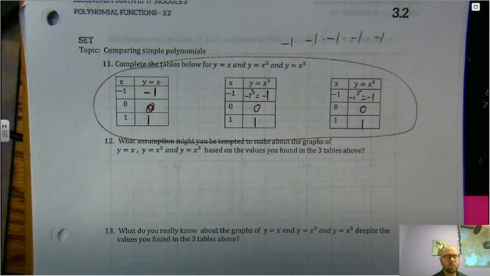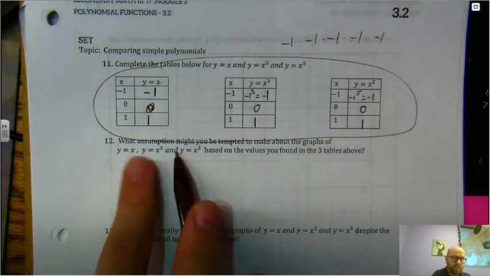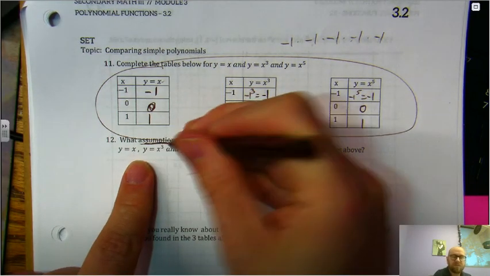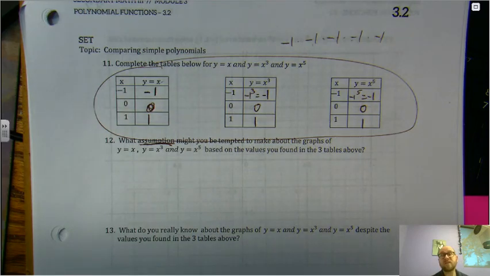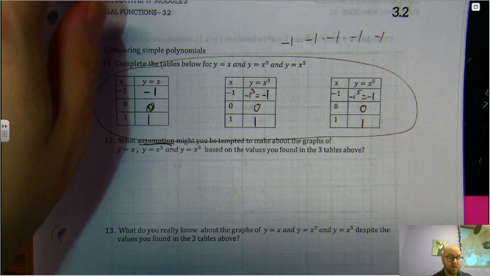So, what are the graphs going to look like? Are they the same? Are they different? These are things I want you to puzzle back about. Okay? You need to make some assumptions based on what you're seeing. So you've been given some mathematical evidence. What do you think is going to happen? All right? But here's the cool thing.